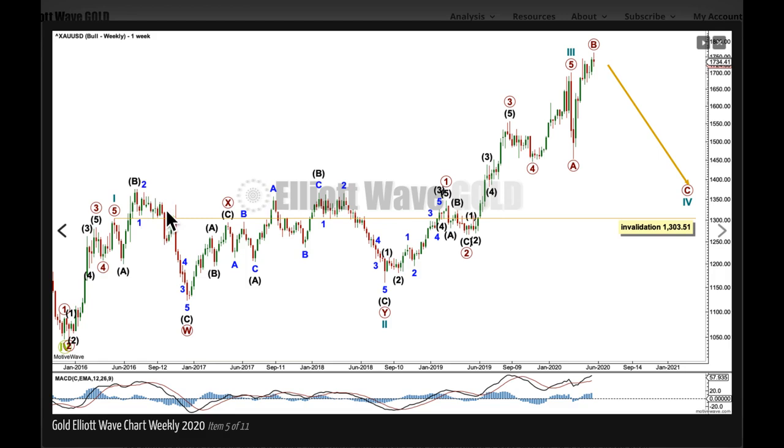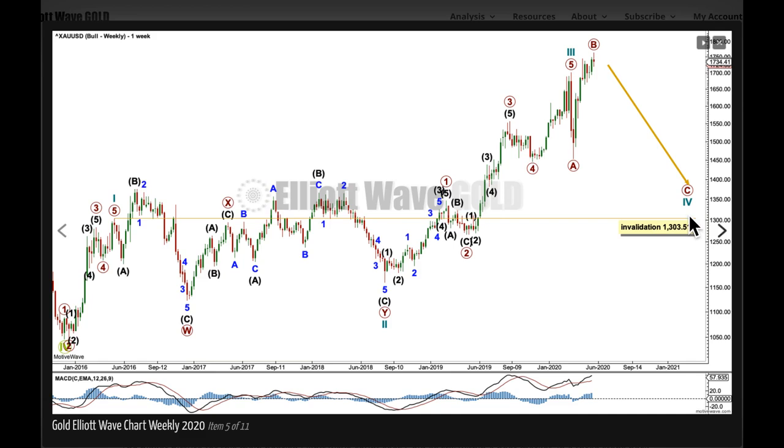Remember I said second wave corrections cannot subdivide as triangles as their sole corrective structure. And so I can't label a triangle here for this little second wave. I have to ignore what looks like a very obvious triangle, particularly at lower time frames, and that's a problem for this Elliott wave count. So it's a small detail way back in 2016 which makes the difference between the two Elliott wave counts: bearish main count, bullish alternate count.